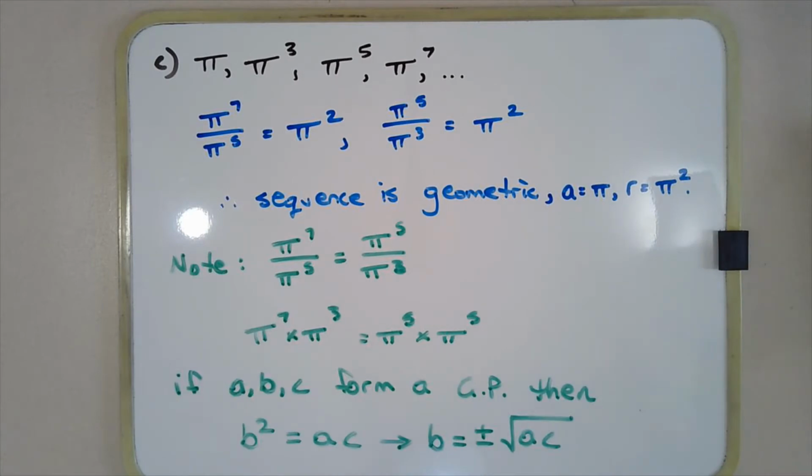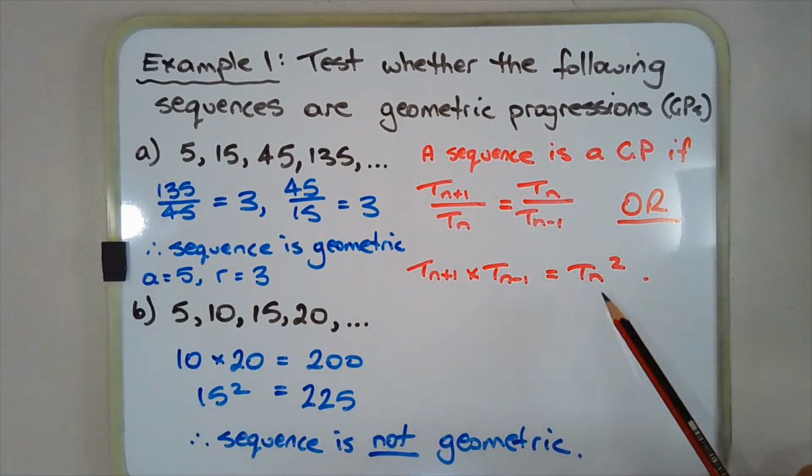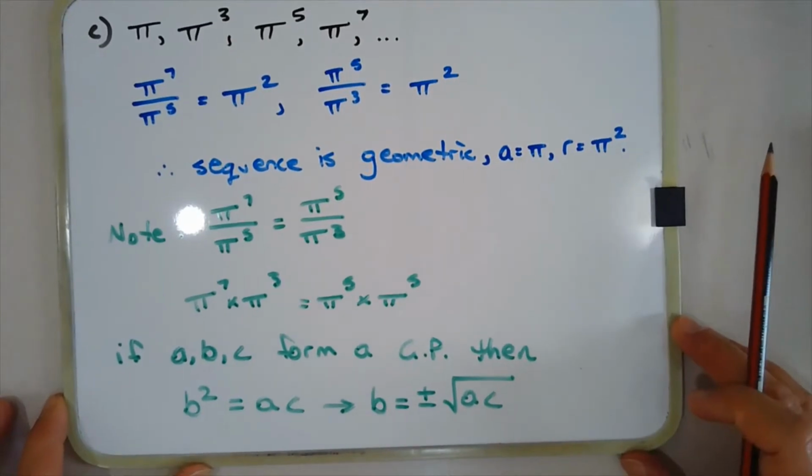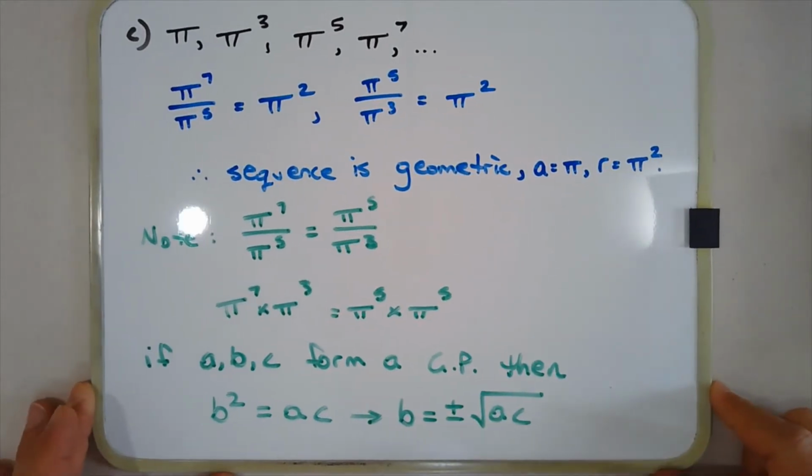Just as another side note, if we have 3 terms, let's say A, B, C, and they form a geometric progression, then B squared is equal to AC, and we've seen that already with this test here. So imagine that's B squared and that's A and C. So if A, B and C form a GP, then B squared is equal to A times C. And if we take the square root of both sides, B is equal to plus or minus the square root of AC. This is actually known as the geometric mean. Just as a little side note there.